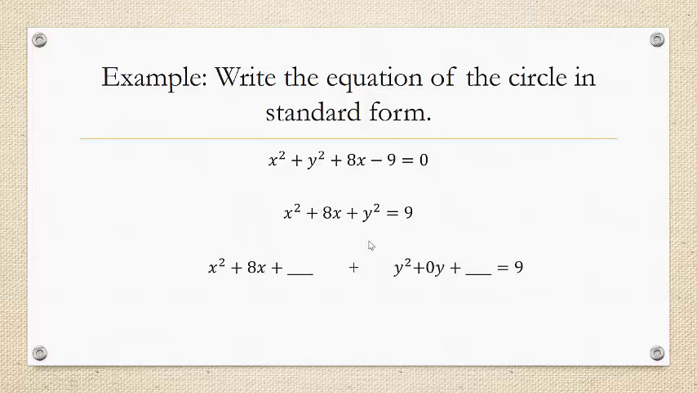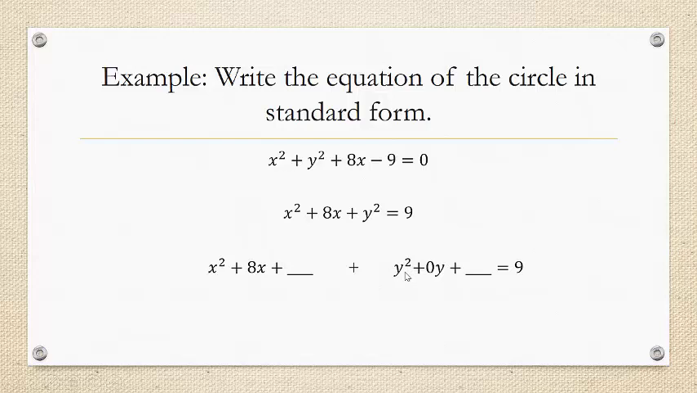Then what we need to do is take our x group, and we want this to be written as a trinomial. That means I'm going to have to invent some number right here, so I'm just going to write a plus blank as a placeholder. I want my x squared and 8x to have a third item so that it makes a trinomial.